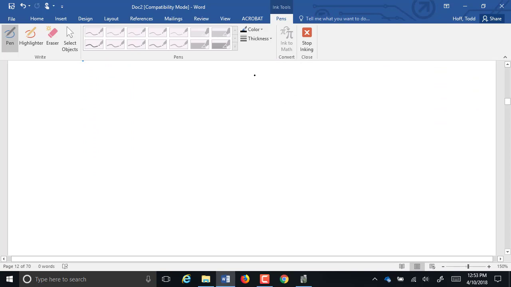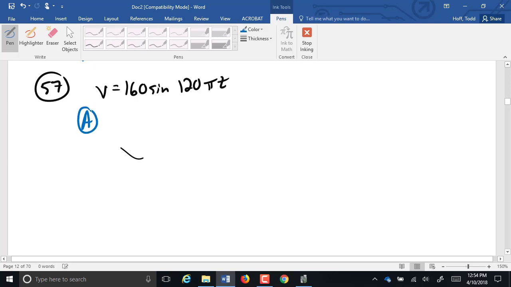Now let's look at a couple of problems. Now, these are the ones where you're going to have to make sure your calculator is in radians. So problem 57. Given the AC voltage wave, V equals 160 sine 120 pi t. Part A, find the voltage at 7.0 milliseconds and also at 1.5 milliseconds.